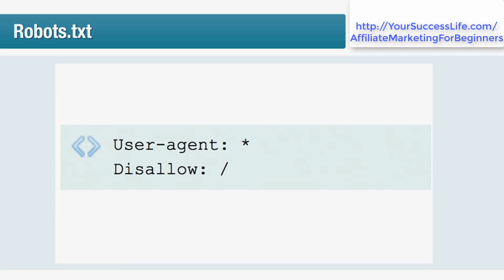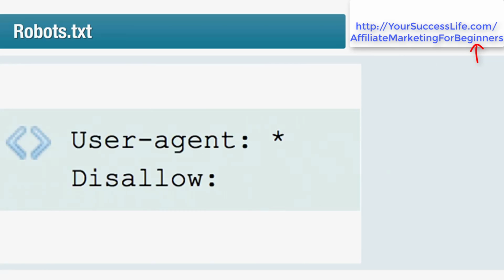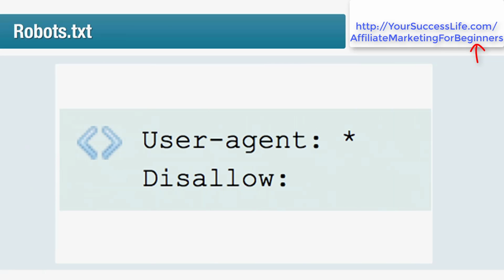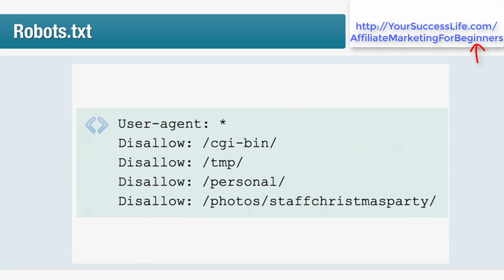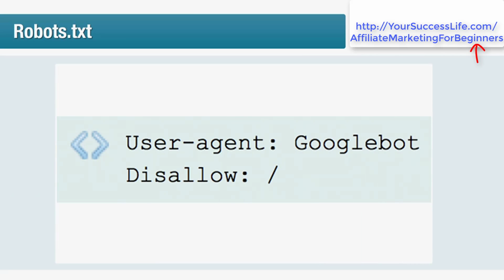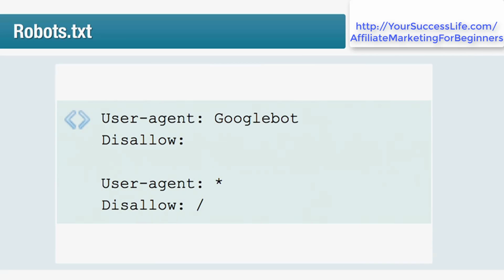To block all spiders from your entire website, write this. To let all spiders see all content on your website, use this. To block certain directories, you can follow this. And to block a certain spider, or to allow a certain spider while blocking others, write this.